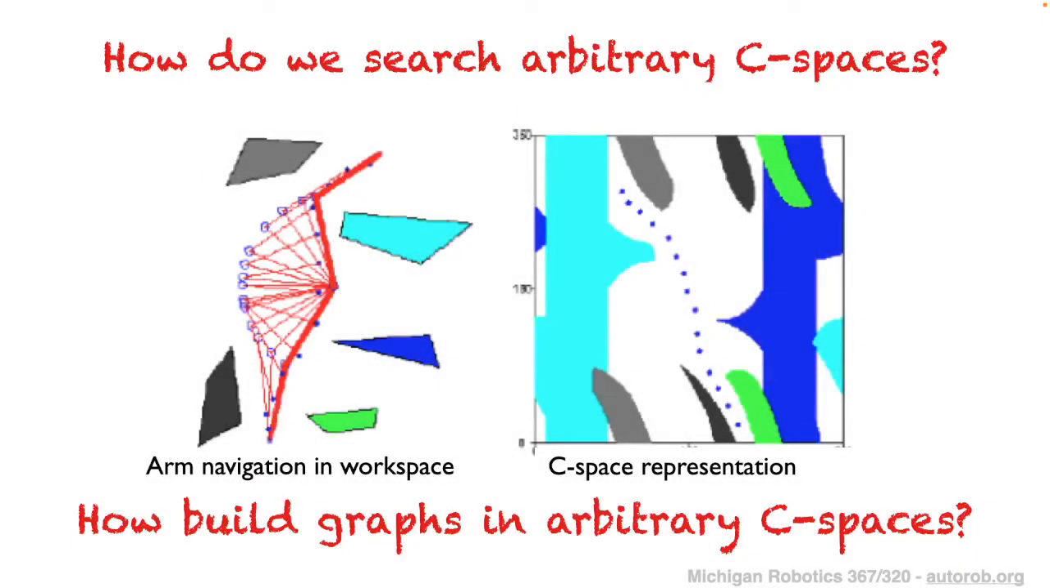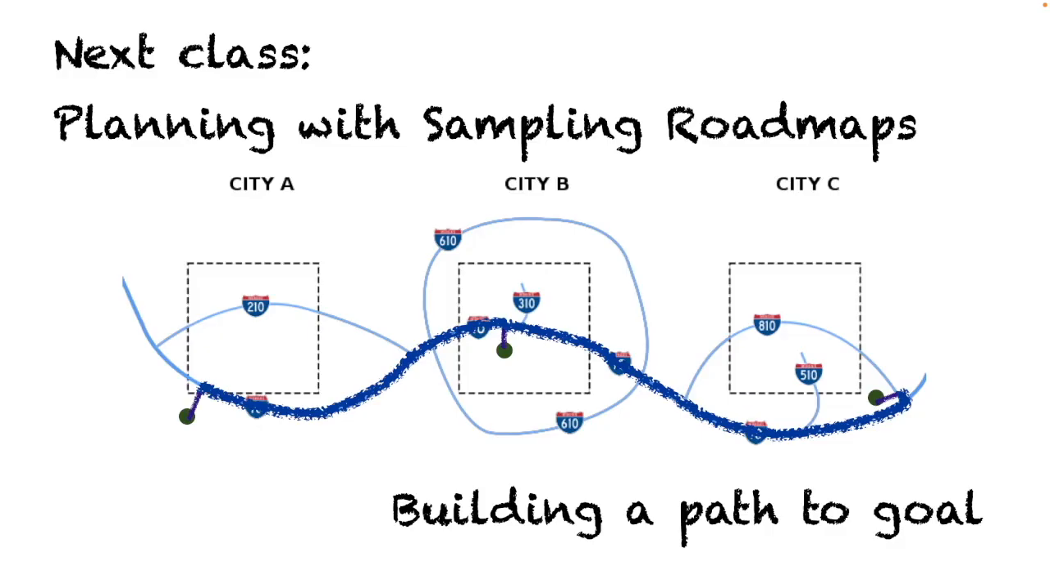And so with that is going to conclude our lecture for today. So this then is going to lead into our next topic, which is how we can search within these arbitrary configuration spaces, now that we've defined them, and how we can build graphs to enable our search in these configuration spaces. So in the next class, we're going to be talking about planning using sampling-based roadmaps, where we're going to attempt to build a path from some initial state to a goal state entirely based on sampling within these configuration spaces.